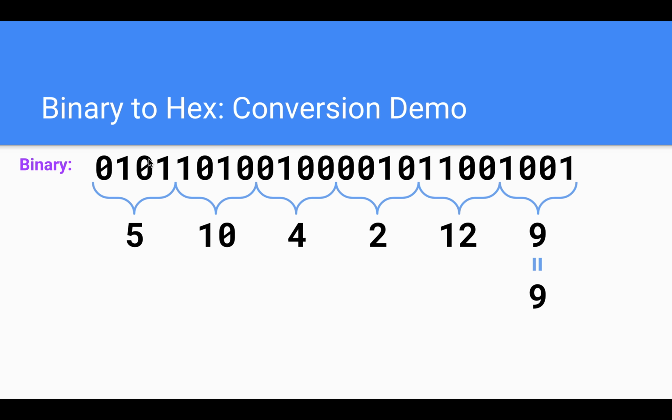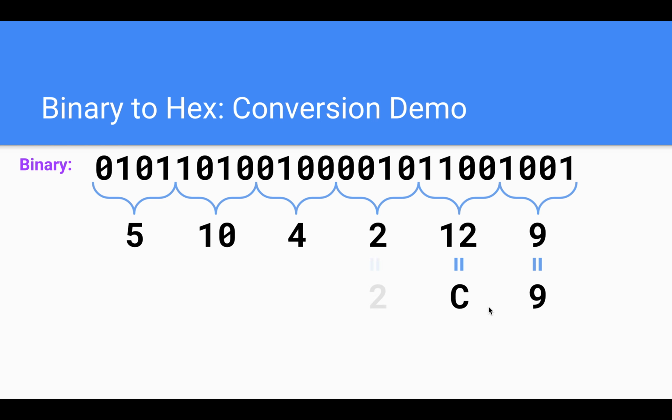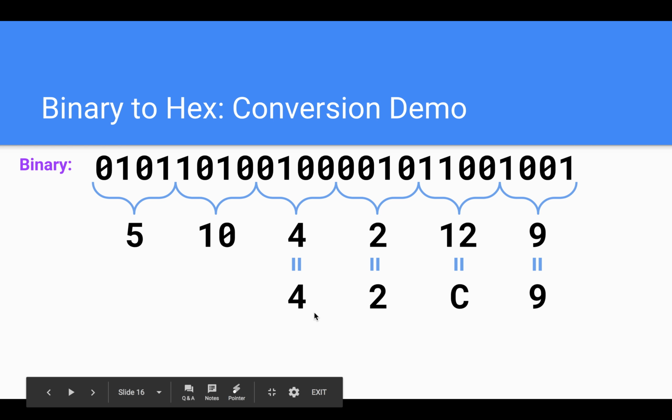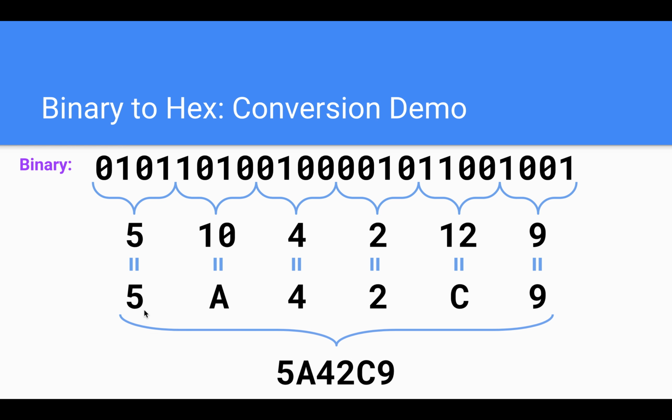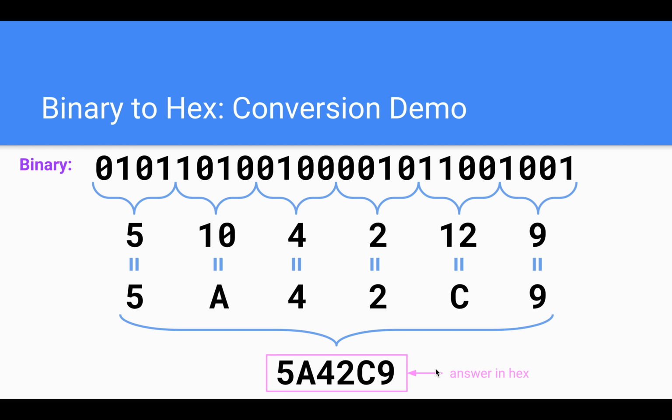So now we're going to convert these into hex, and anything below 10 stays the same. So the 9 will stay the same, 12 becomes C, 2 stays the same, 4 stays the same, 10 becomes A, and 5 stays the same. And then you just squish it together to get back the hex.